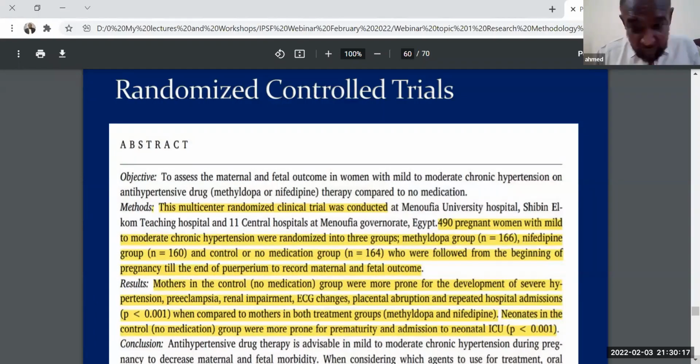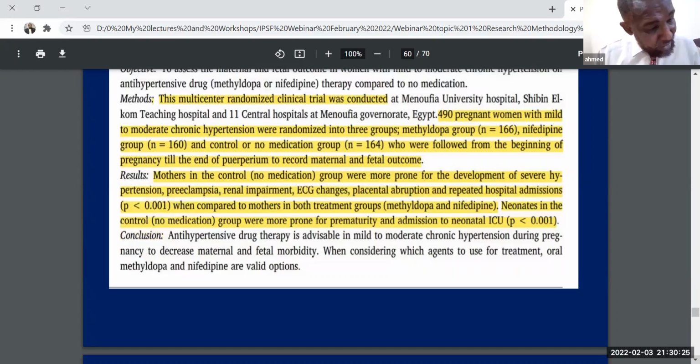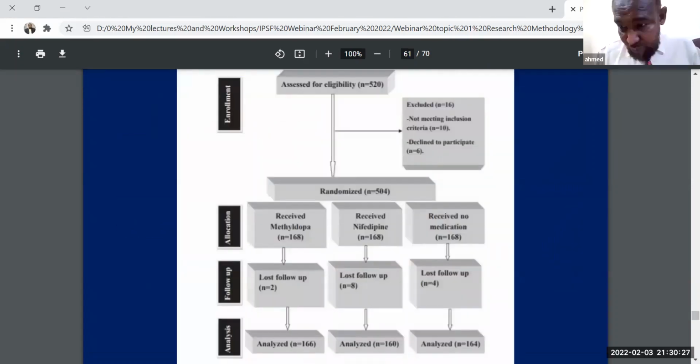I do not want to go more deeply, I just give a brief overview about randomized trials. We have here a flow diagram of subject selection and follow-up. As I said, it is required for CONSORT. This CONSORT flow diagram is a requirement. I think we can stop here.